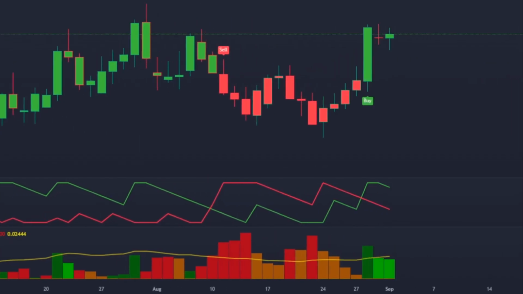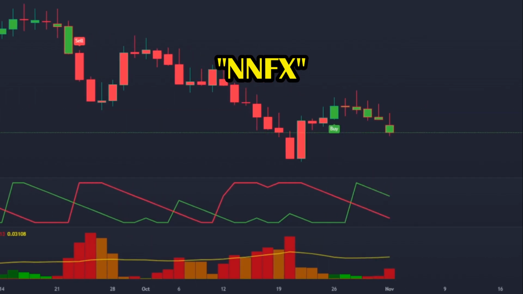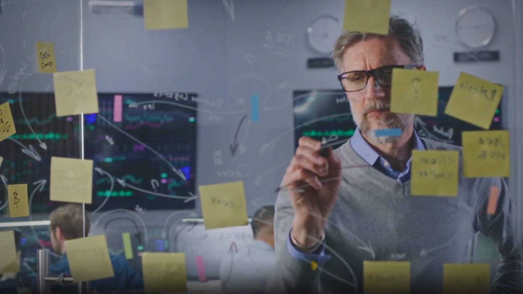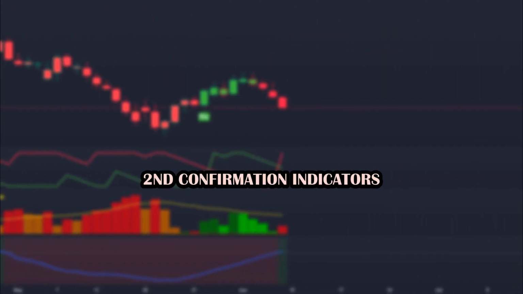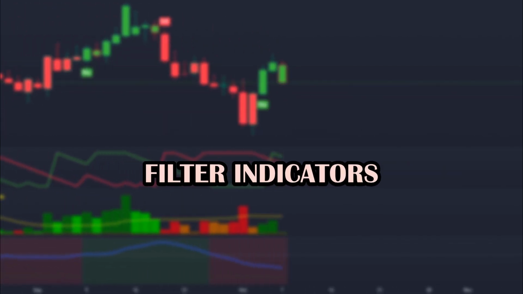As I mentioned in the first episode, I am creating this forex strategy based on the NNFX trading method. And so, according to NNFX, after backtesting and choosing our volume indicator, we should start our backtest to secondary confirmation indicators, which can also be called filter indicators.